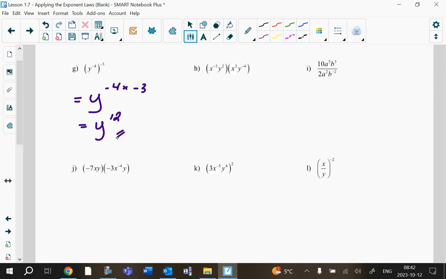Okay, now we've got more than one variable. Remember, everything is getting multiplied. Everything. So this is the same as x to the 3 times x squared times y squared times y to the negative 4. I can rearrange the order.